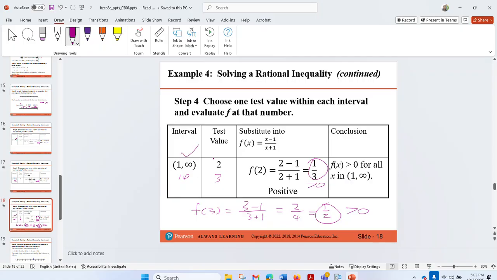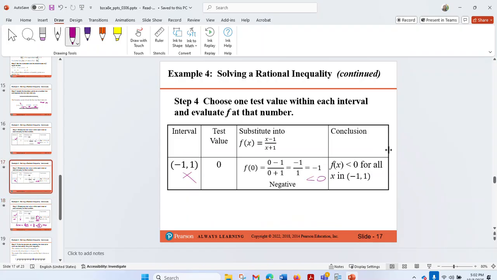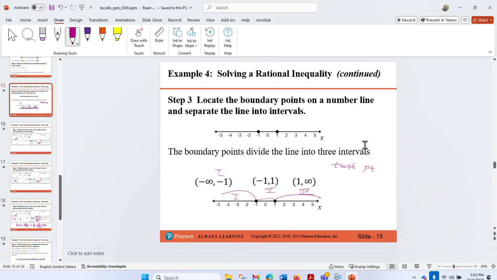Okay. So what is the final solution for this one? The final solution will be interval 1 and interval 3. Interval 2 is not a solution. So we write down interval 1 union interval 3. This is the solution. All right, so that is the solution to the inequality.